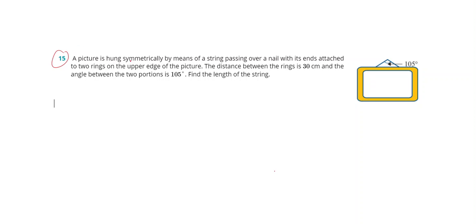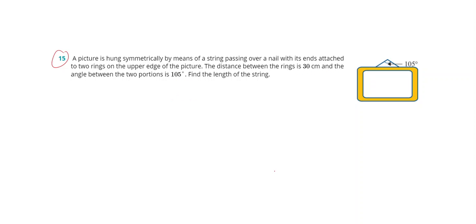A picture is hung symmetrically by means of a string passing over a nail, with its ends attached to two rings on the upper edge of the picture. The distance between the rings is 30 centimeters, and the angle between the two portions is 105 degrees. Find the length of the string.